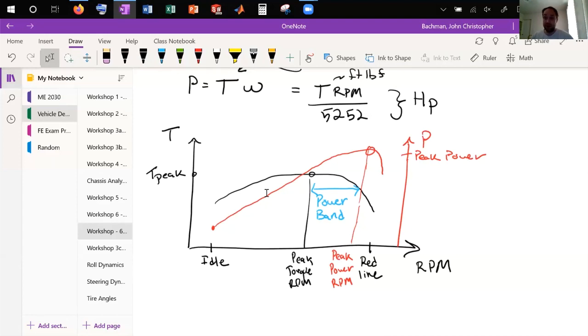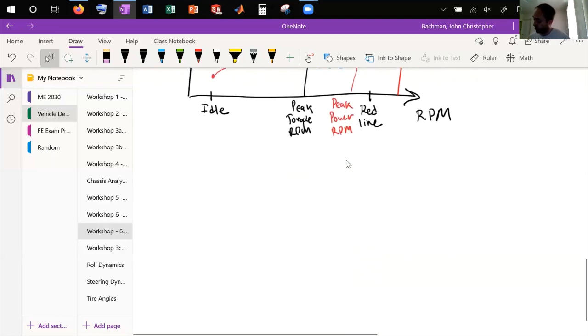And so basically the drivetrain at this point is looking at how it can keep the engine operating near peak power as much as it can. And so if we look at the drivetrain now, moving down, here we're looking at the drivetrain.